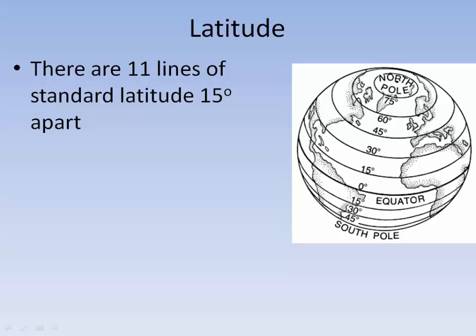There are 11 lines of standard latitude 15 degrees apart. So if we start at the equator, which is 0, and we go north, this is 15 degrees north, 30 degrees north, 45 degrees north, 60 degrees north, 75 degrees north, and finally the North Pole is 90 degrees north. We have the same thing going south, with the South Pole being 90 degrees south.